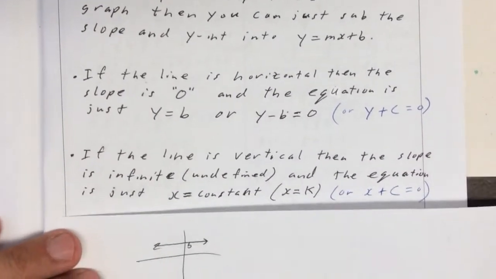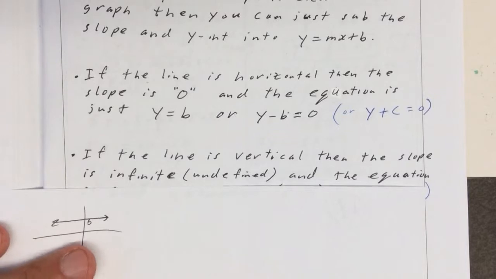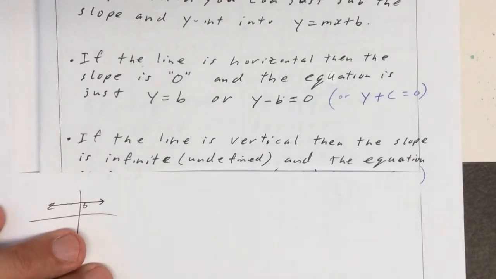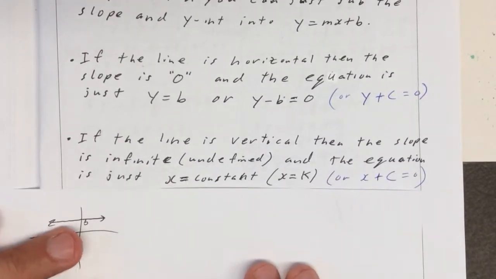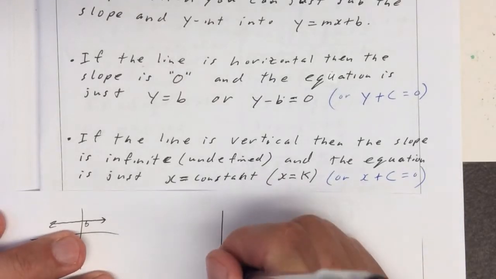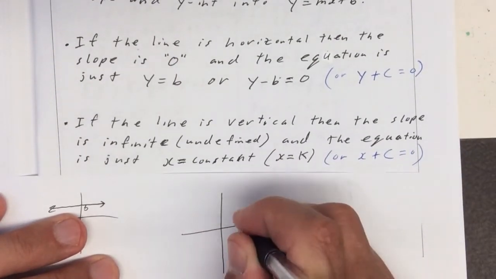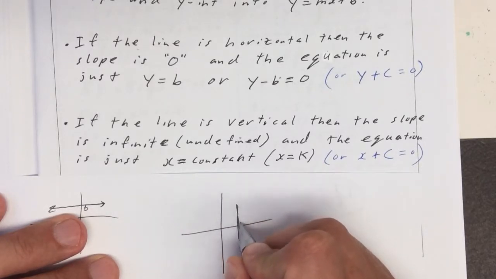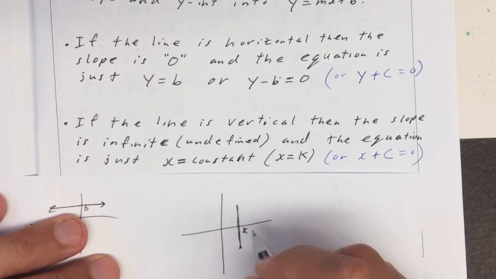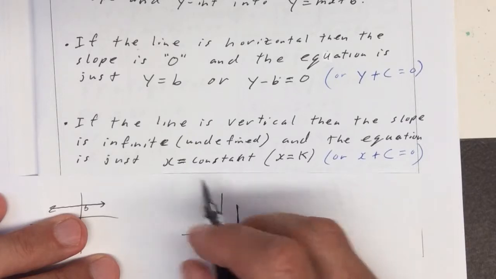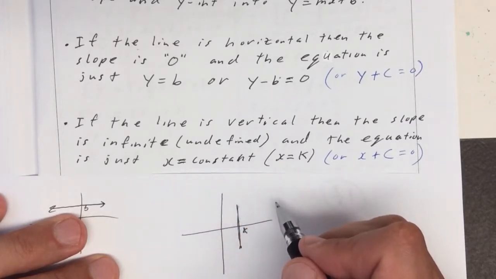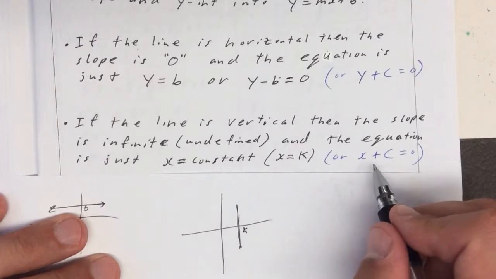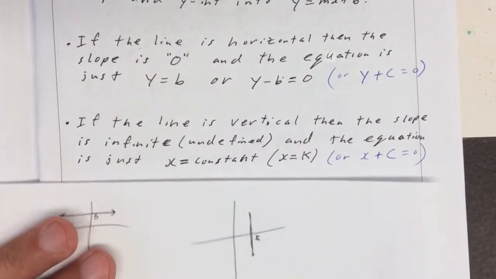If the line is vertical, then the slope is infinite. It's undefined. And the equation of the line is just x equals a constant. So again, if you look at the graph of a vertical line here, we know that the x value in all these points along the line is the same. Let's call it k. And the y values don't matter. So x equals that constant is the equation of the line, or x plus c equals 0.